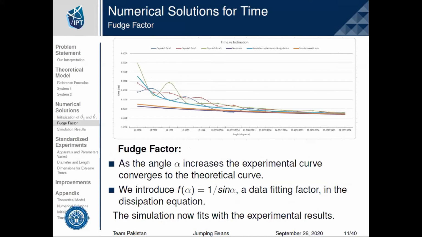On the x-axis, we have the angle of inclination. Let's talk about this plot a little bit more. Why can we see on the green line that there are some oscillations in time? Can you name the physical reason for it? What is the reason?